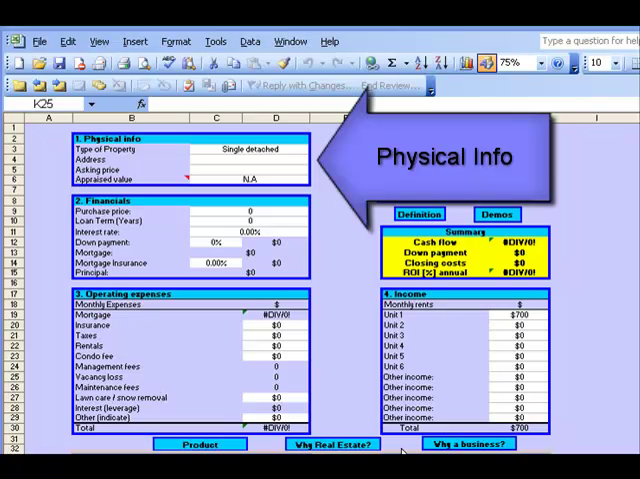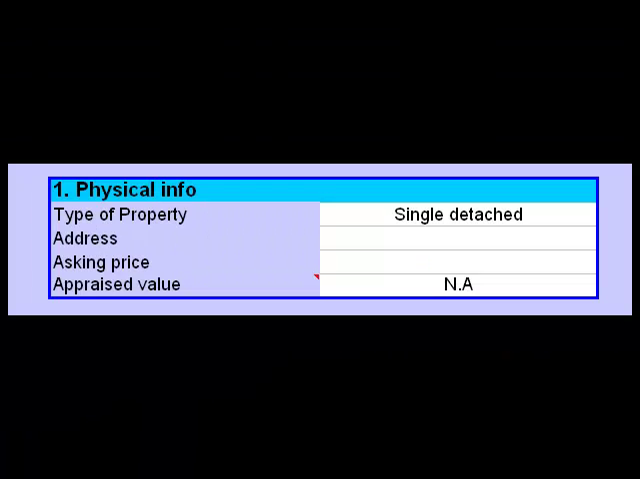Physical info. Enter the type of property, the address, the asking price, and the appraised value if applicable.